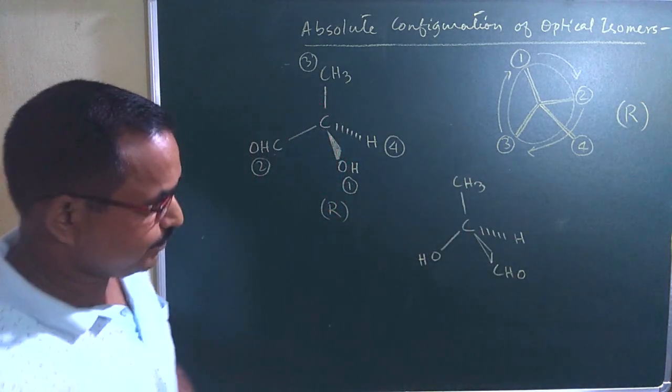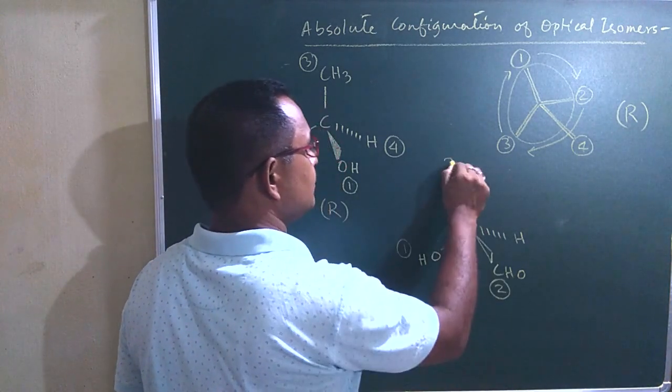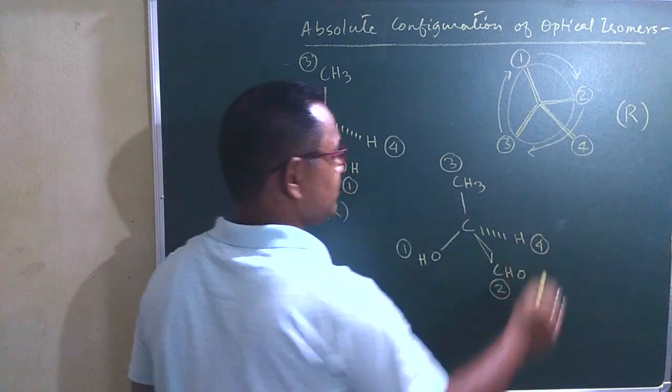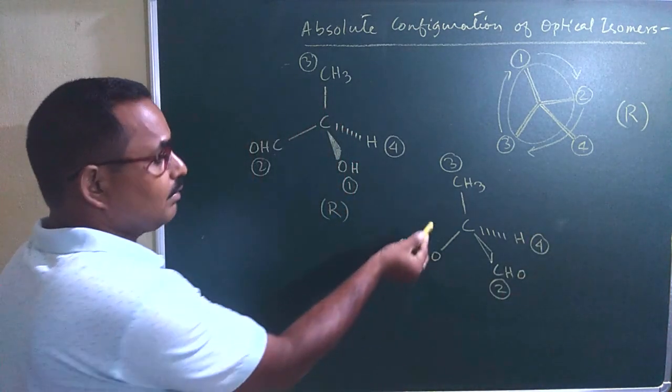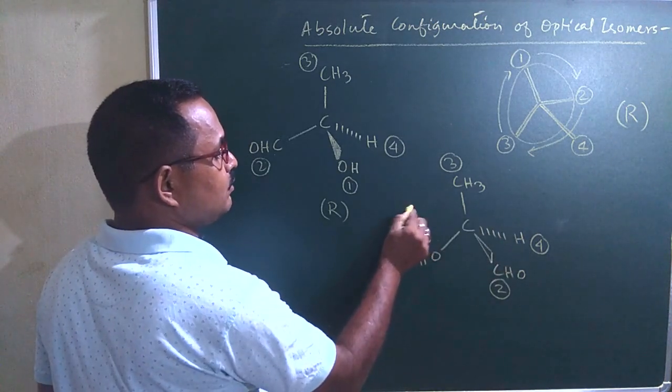Say this one. In this case, this is 1, this is 2, this is 3, this is priority 4. You have to view the molecule from the side opposite to the lowest priority group.